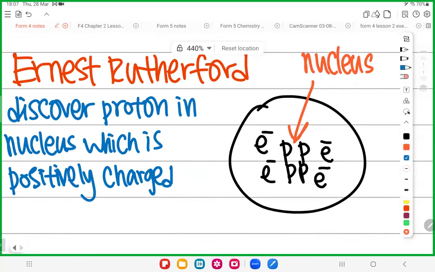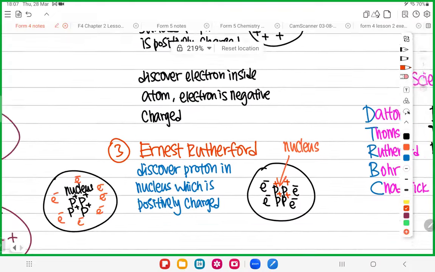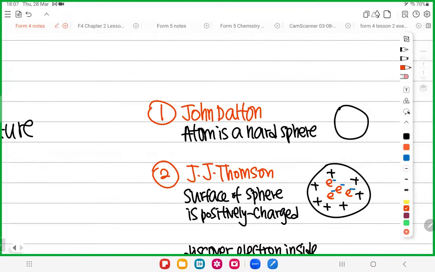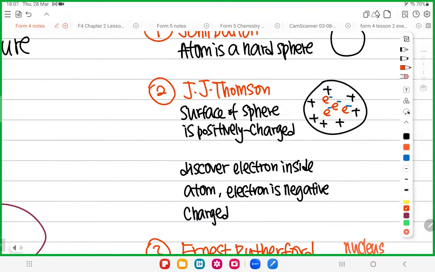Okay, so now we already covered three scientists. Okay, guys, let me know in the chat box. Are you okay with the first three scientists? John Dalton, J.J. Thomson, and Ernest Rutherford. Are you okay with the first three scientists so far?